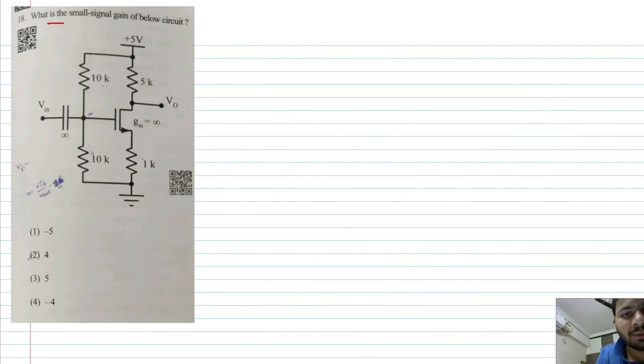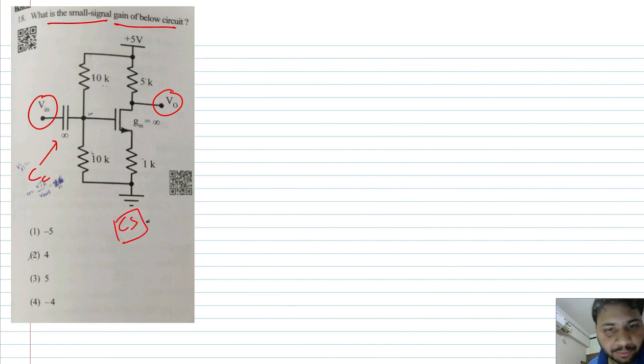Look at the next question. What is the small signal gain of the below circuit? Vn is the small signal input, V0 is the small signal output. There is a coupling capacitor. So is it not a common source amplifier? Yes or no? Input applied at the gate, output taken at the drain. It is a common source amplifier.